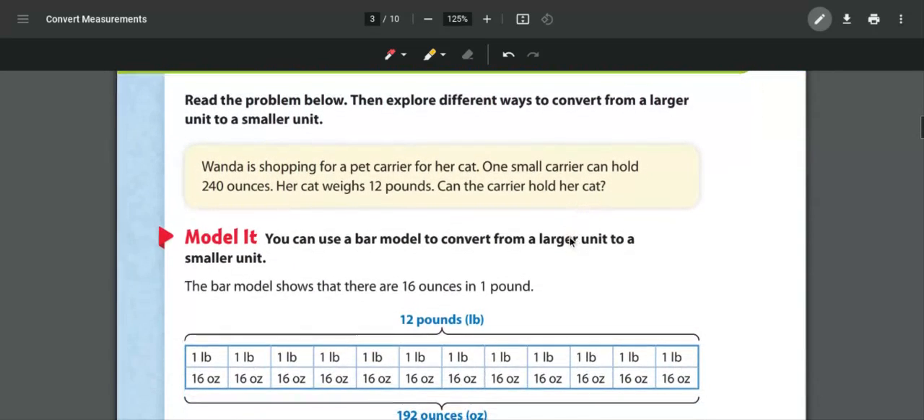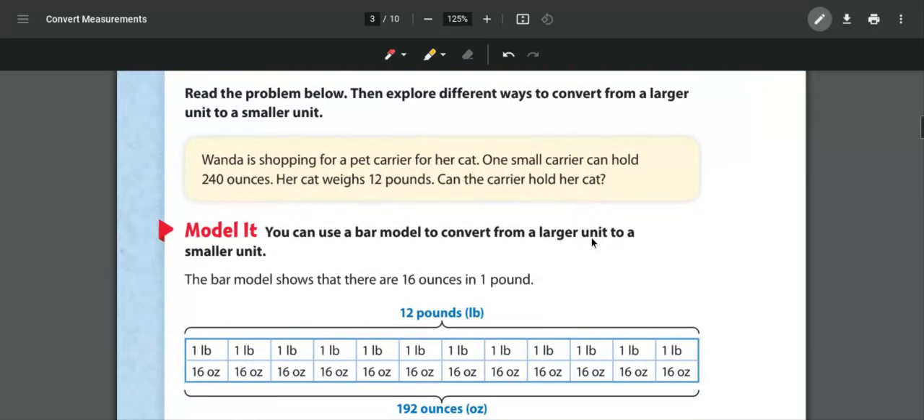All right, let's read the problem below and explore different ways to convert from a larger unit to a smaller unit. Wanda is shopping for a pet carrier for her cat. One small carrier can hold 240 ounces. Her cat weighs 12 pounds. Can the carrier hold her cat?